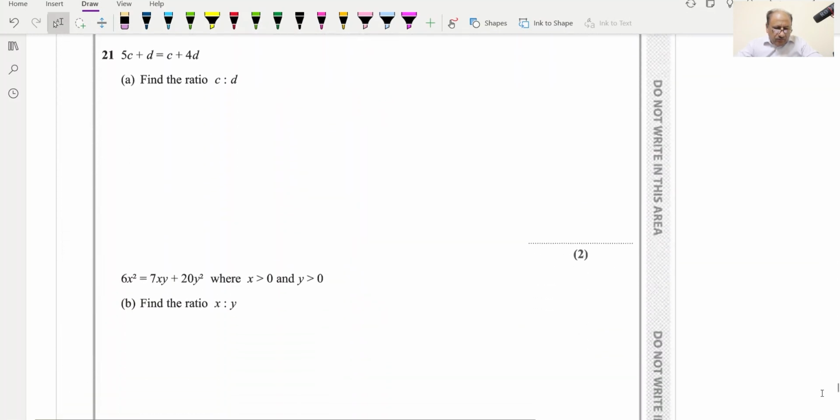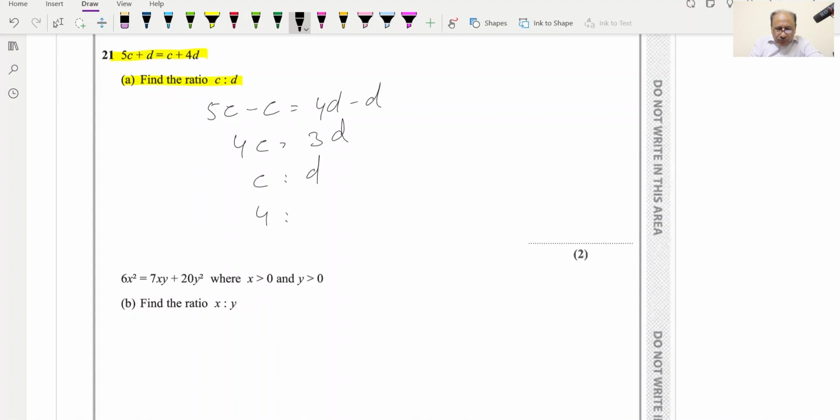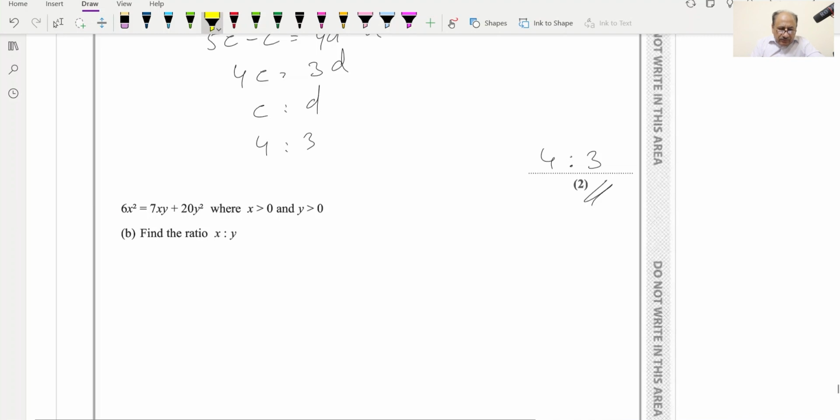Now question number 21. Question 21 says this is equal to this, right? Ratio of CD. We can simplify this given equation. 5c minus c, we can shift c to the other side, is equal to 4d minus d. So 4c is equal to 3d. So c ratio d will be 4 ratio 3, and 4 ratio 3 will be our answer, and this is a 2 mark question.